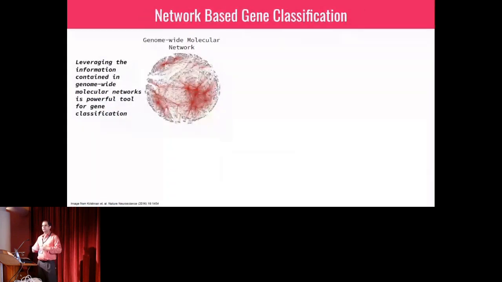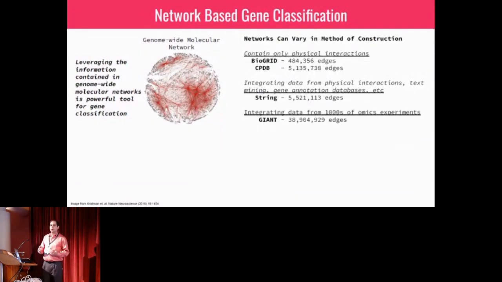So what we want to do is leverage the power of genome-wide molecular networks to help refine the genes in this set and also predict other genes that may be associated with that set. Networks are really great. They can vary in the different ways that they're constructed. Some networks just contain physical interactions. Some of those are BioGRID and ConsensusPathDB.